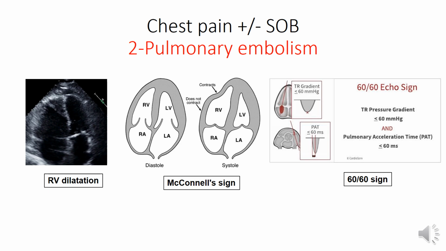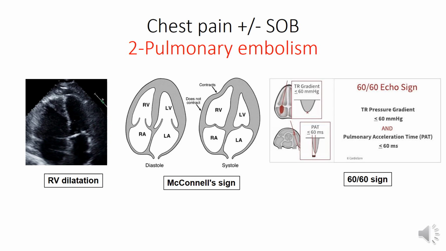Second differential diagnosis is pulmonary embolism. In pulmonary embolism, we have different clues from echo. Simply just putting the probe at the apex and getting the apical four-chamber 2D view, you can appreciate RV dilatation. What do we mean by RV dilatation? Normally the LV is larger than the RV. If you get this view and find the RV equal or even more enlarged than the LV, this means without any measurement that the RV is dilated.